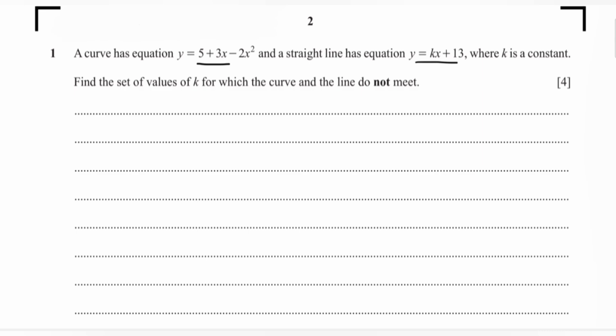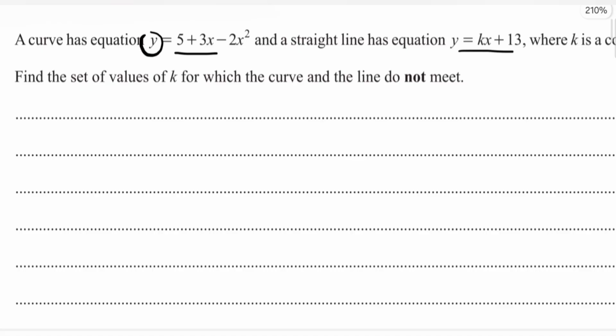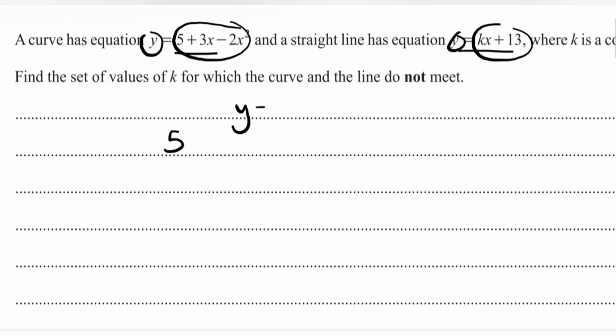So we know that y is always equal to y, so we can then equate these two expressions, right? So we can write y is equal to y, right? So 5 plus 3x minus 2x squared should be equal to kx plus 13, right?